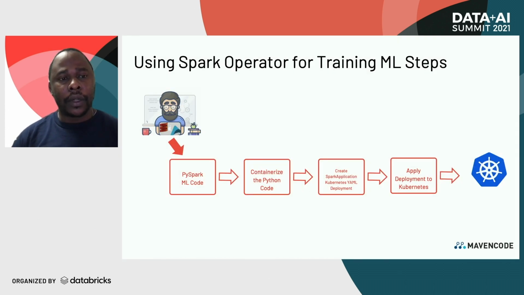So on a good day, the workflow for a typical ML developer on our team looks like this. You write your PySpark code or your Spark code. You containerize it. And once you containerize it, you create a Spark application YAML, which is the CRD that defines how your Spark job is going to run on Kubernetes, and you just do a kubectl apply, and that deploys the job to the Kubernetes cluster.